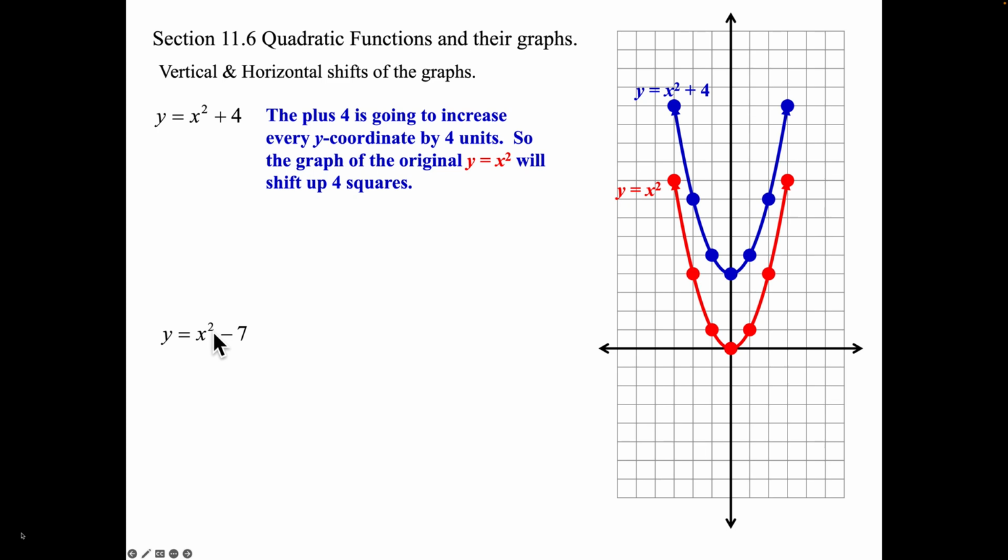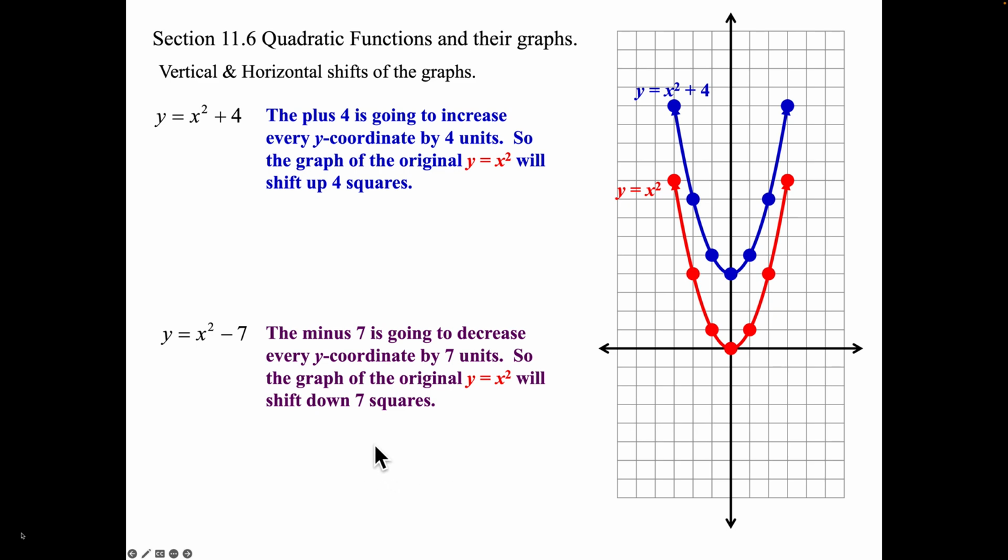If I have y equals x squared minus 7, now the red graph is going down 7 squares. So all those points go down 7 squares, draw your curve. But again, we're not going to draw x squared just to shift it down. You take your vertex at the origin, you move it down 7 squares from here. 1 to the right, up 1, 1 to the right, up 3, 1 to the right, up 5. You can flip it or you can do it in reverse: 1 to the left, up 1, 1 to the left, up 3, 1 to the left, up 5. Whatever you want to do will work for me.